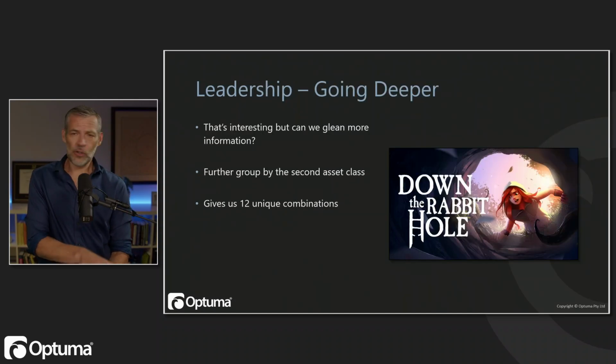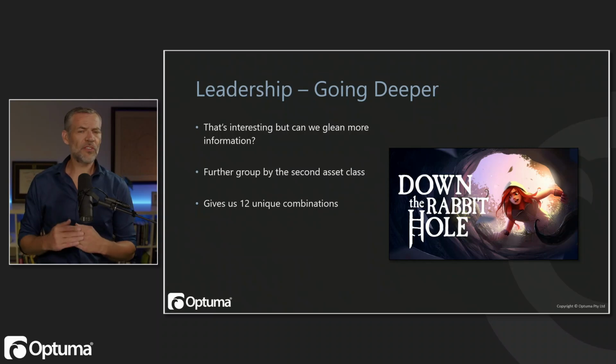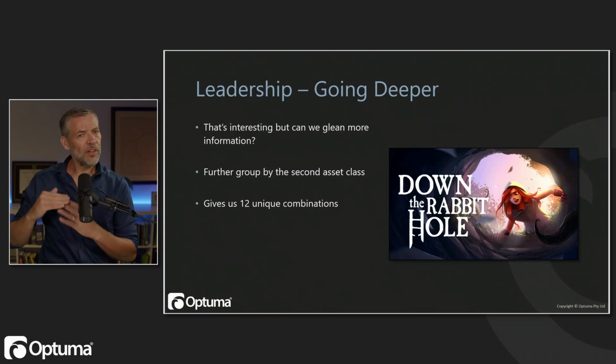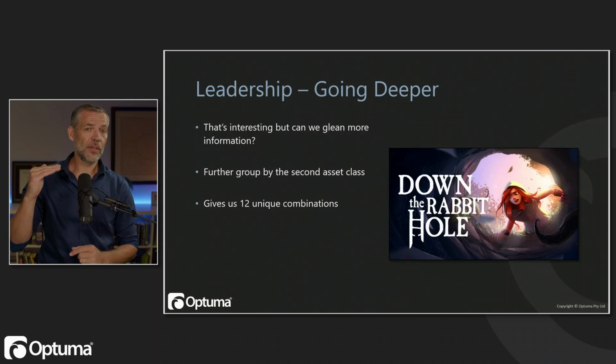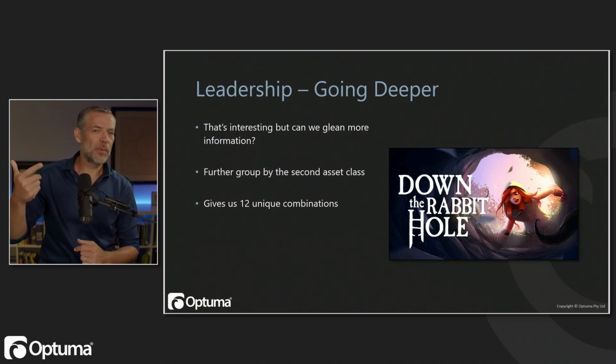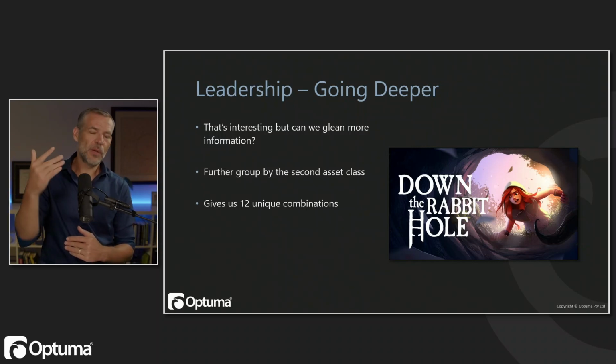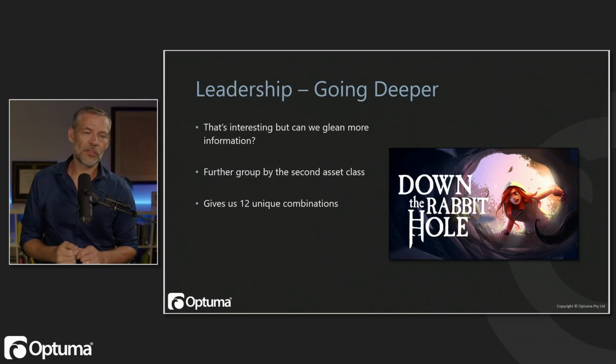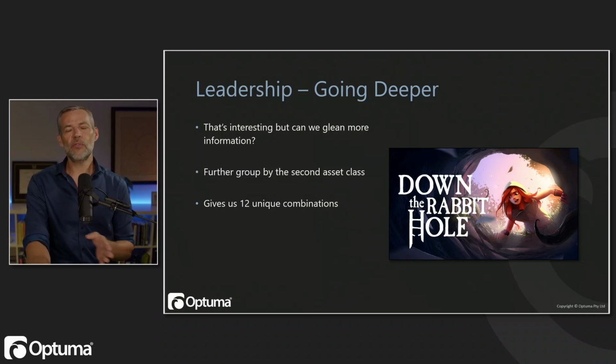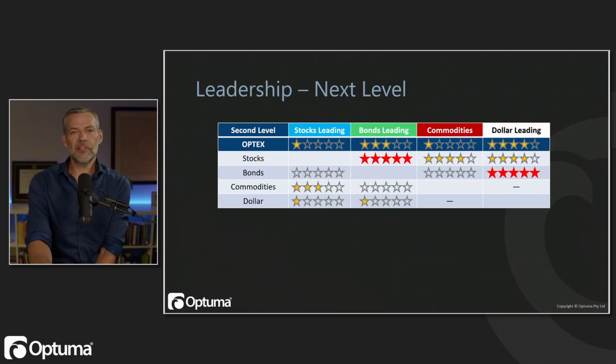Phases were obviously good. We got a few 4-star ratings there. It was really interesting. The next thing I thought was, what if we go another level deeper, and not only look at which asset class is leading, but which is in second place? It may not be beating stocks, but is it beating the other two asset classes? This gives us 12 unique combinations that we can work with. So here are the results as star ratings.